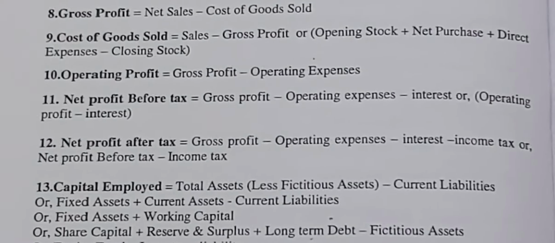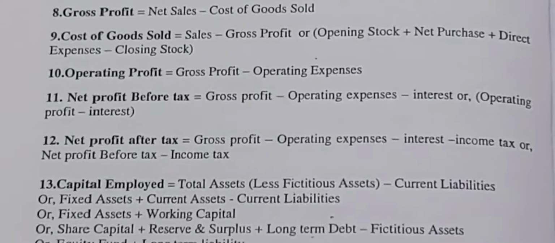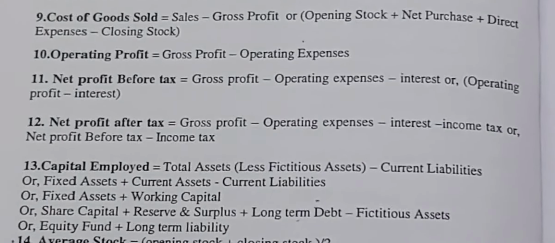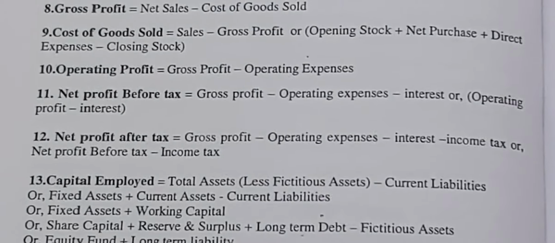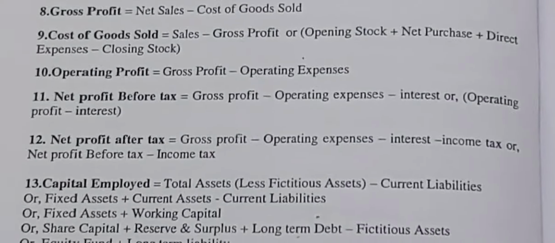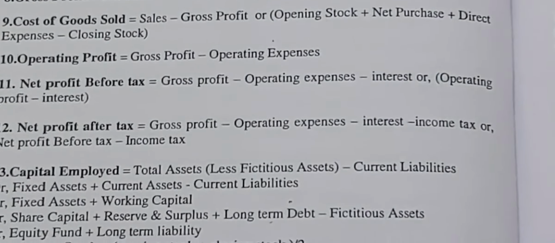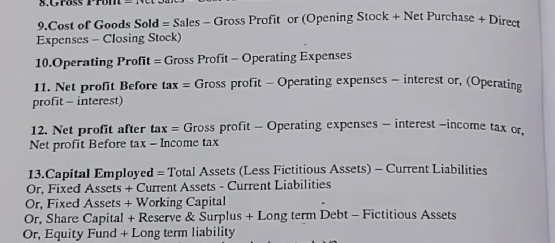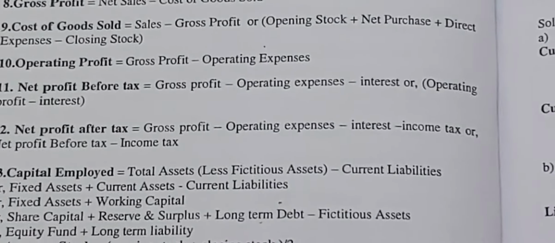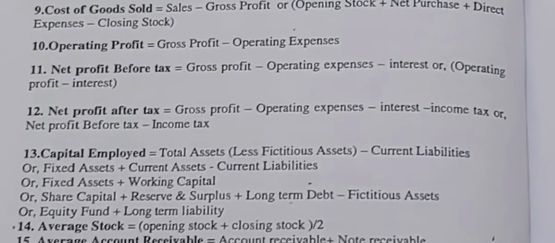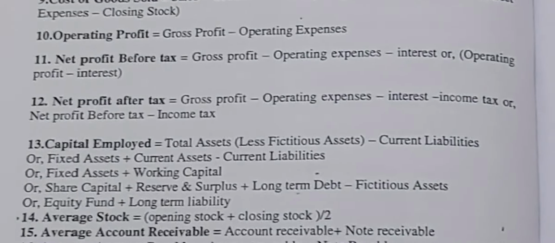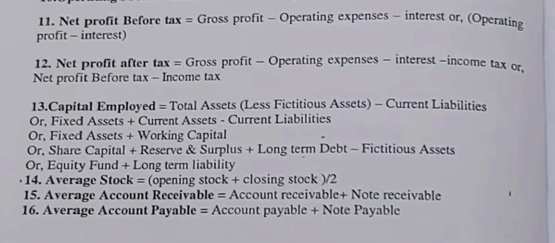Number 10. Operating profit is equal to gross profit minus operating expenses. 11. Net profit before tax: gross profit minus operating expenses minus interest, or operating profit minus interest. 12. Net profit after tax: gross profit minus operating expenses minus interest minus income tax, or net profit before tax minus income tax.